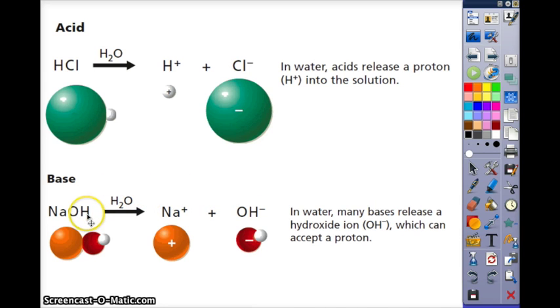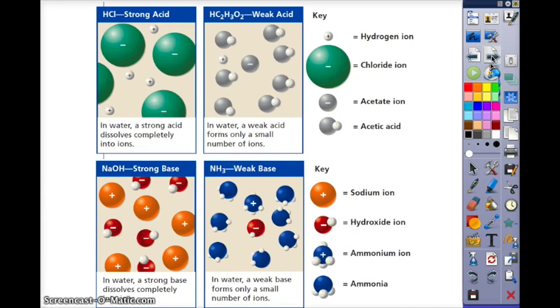In a base, NaOH, that's sodium hydroxide, is released in water into sodium ions and OH negatives. So hydroxide ions are negative. This is the positive charge, and this is the negative charge. And these are the base ions that we're looking for, the OH minuses.